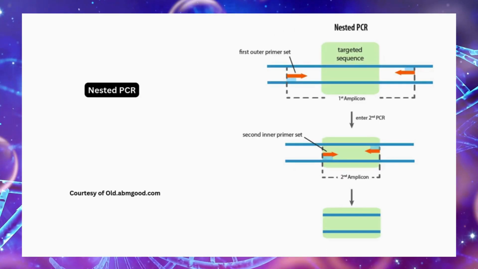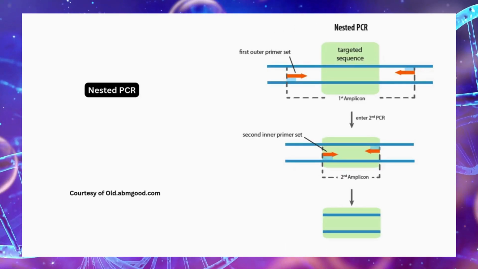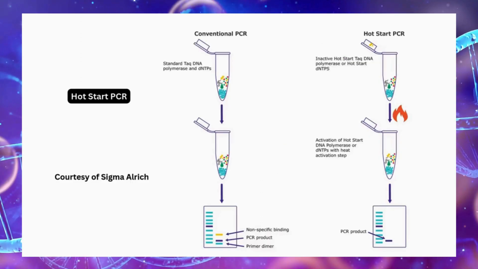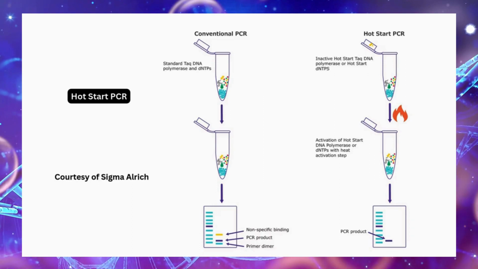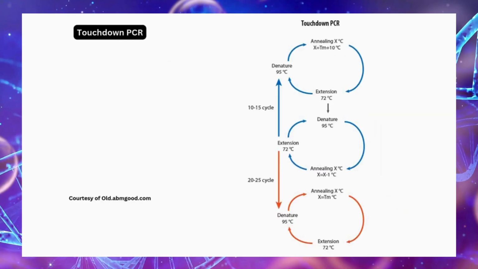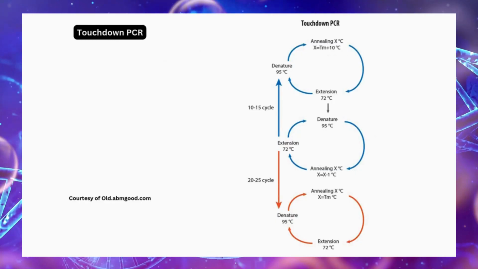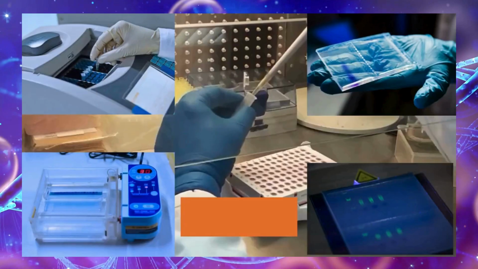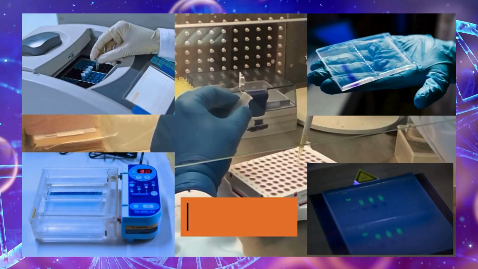Nested PCR increases specificity by using two sets of primers in two successive reactions. Hot start PCR enhances specificity and reduces non-specific amplification by using a heat-activated DNA polymerase. Touchdown PCR gradually lowers the annealing temperature to enhance primer binding specificity.